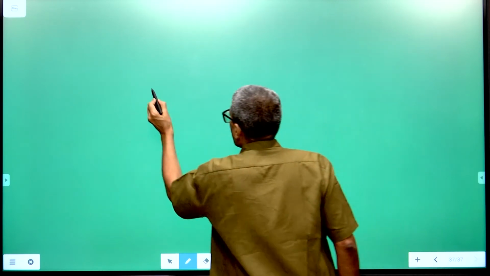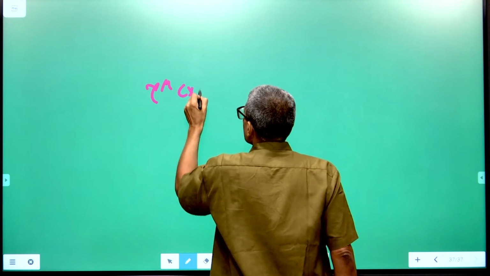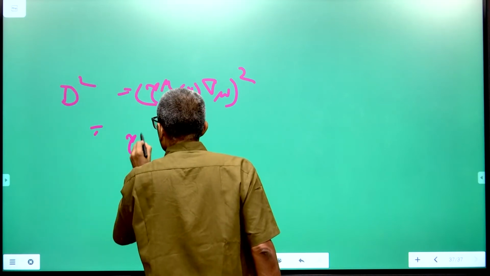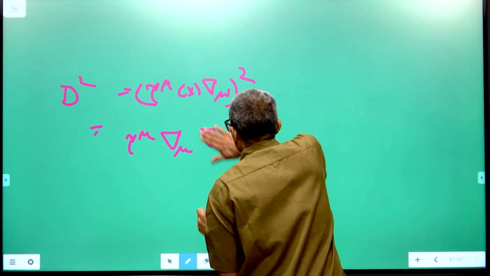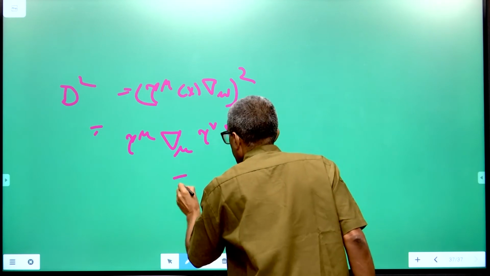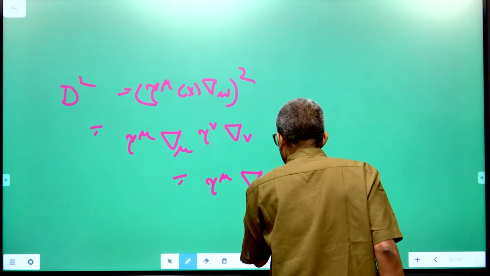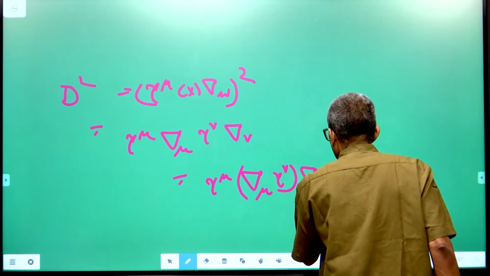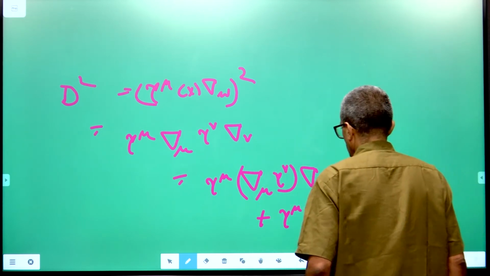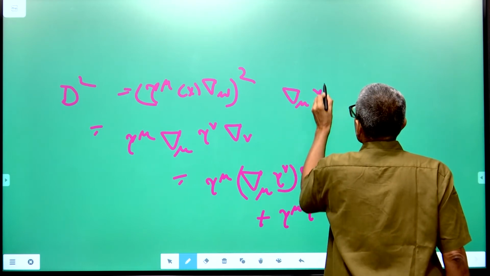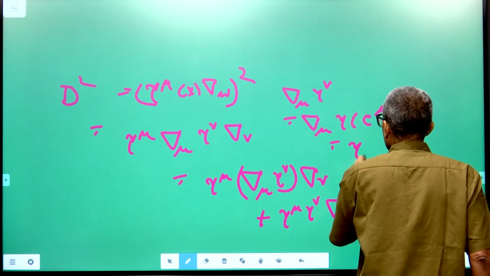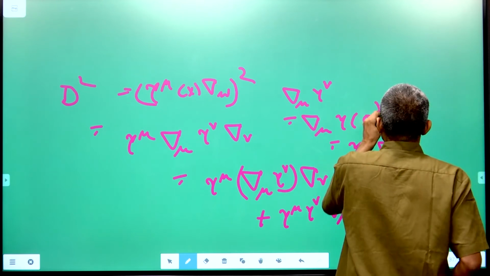So now you compute the square of the Dirac operator, (gamma^mu(x) del_mu)^2. This is nothing but D^2, which is gamma^mu del_mu times gamma^nu del_nu, which is the same as gamma^mu, first taking the covariant derivative of gamma^nu, multiplied by del_nu, plus gamma^nu del_mu. Now if you look at gamma^nu del_mu, what do you get? This is del_mu of gamma^a of e_nu^a, which is nothing but gamma times del_mu of e_nu.